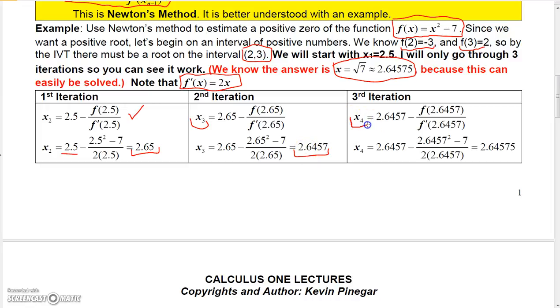So x4, I would do this again with the new value, 2.6457. And so I subtract from that the function evaluated at 2.6457 divided by the derivative evaluated at 2.6457. And when I complete that calculation, I get 2.64575. And notice, to 5 decimal places, after 3 iterations, I've got the exact answer, or not the exact answer, but the approximation out to 5 decimal places.